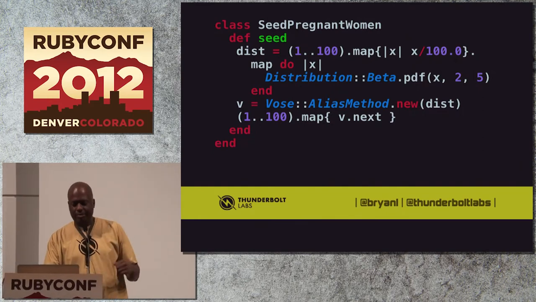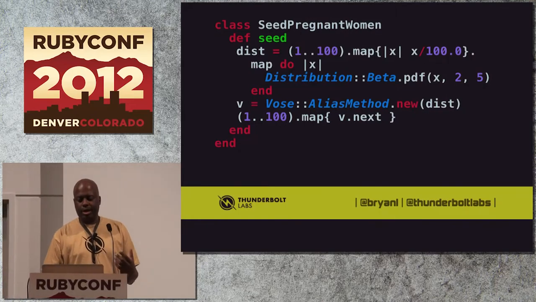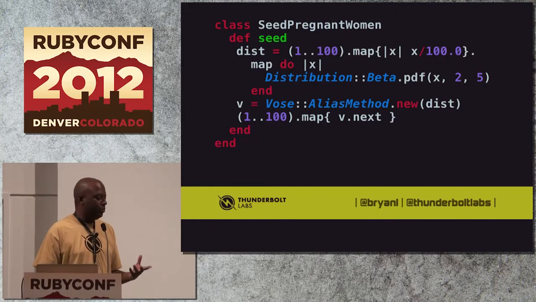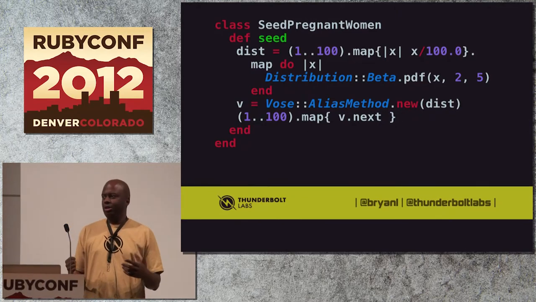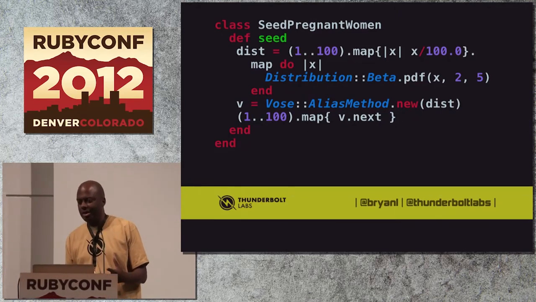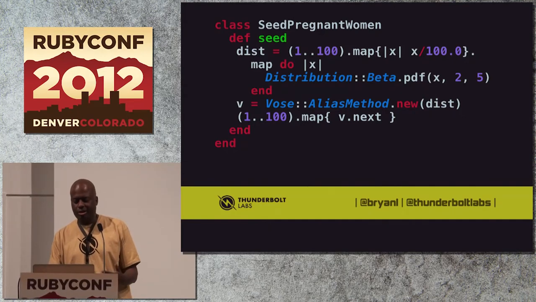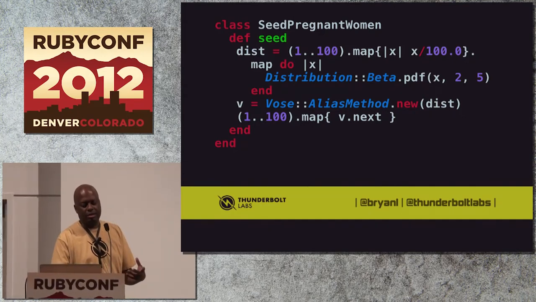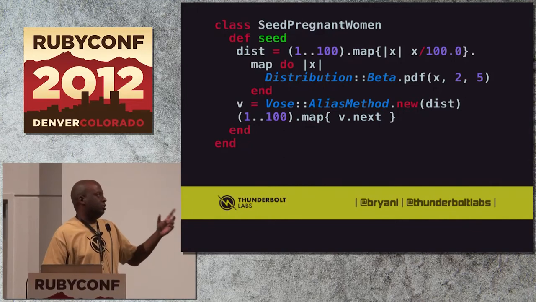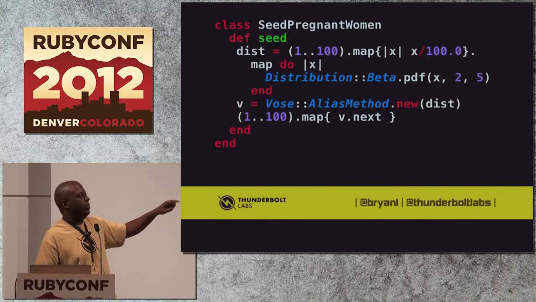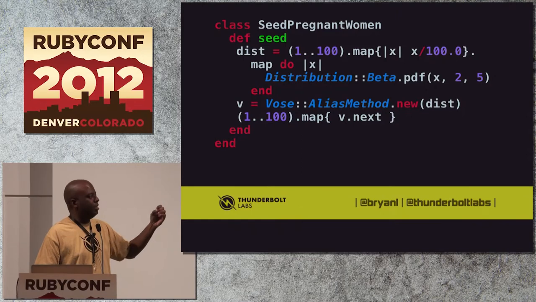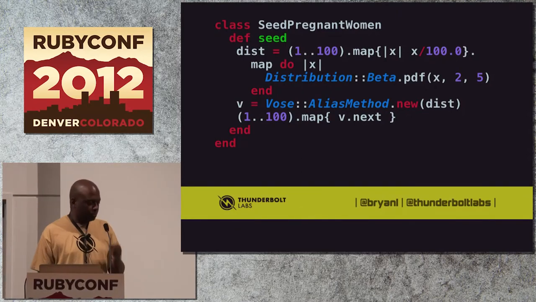My Vos alias method will allow you to sample a distribution in constant time. When you write web code for years and years, you tend not to think about things like constant time. It's like, hey, I got caching, who cares? Whenever you do things like this, there's no caching. This example samples the distribution 100 times using the Vos alias method. Notice it's just a little simple DSL for rolling a die based on that distribution.